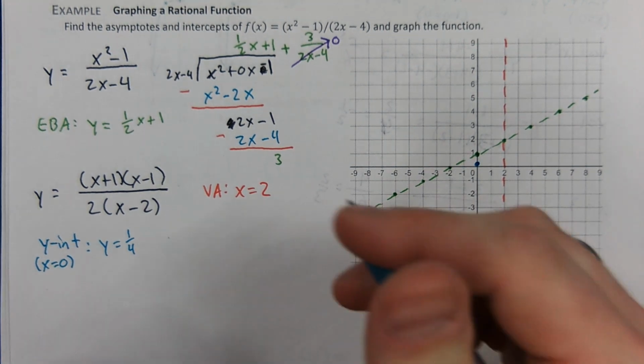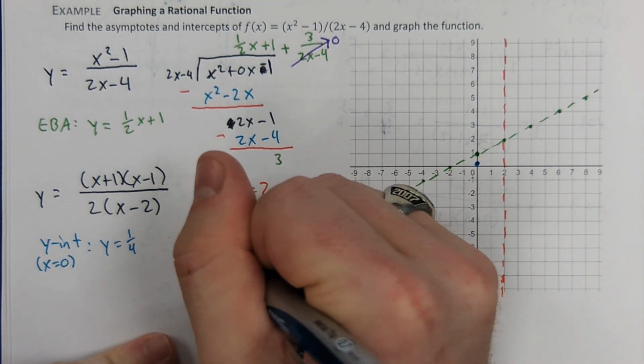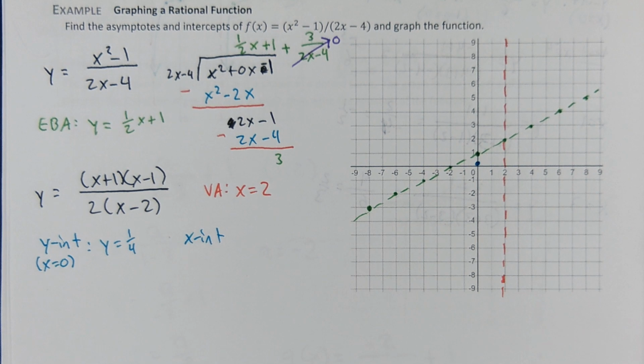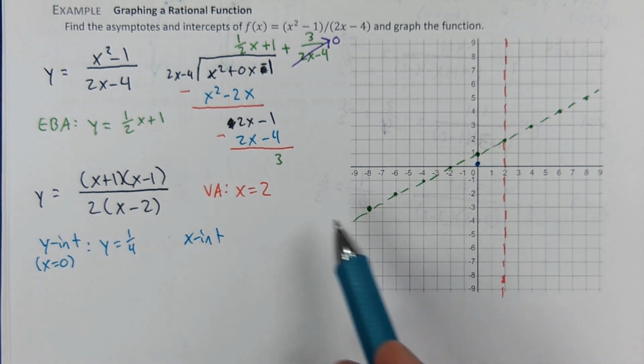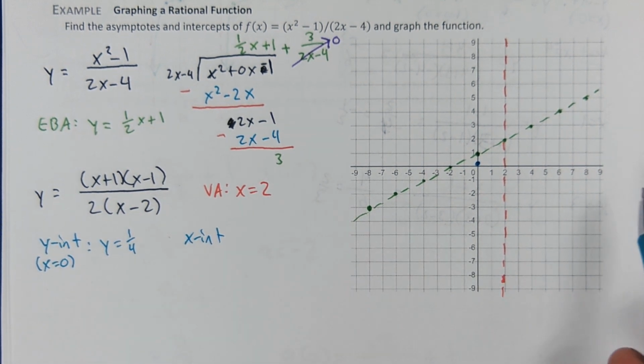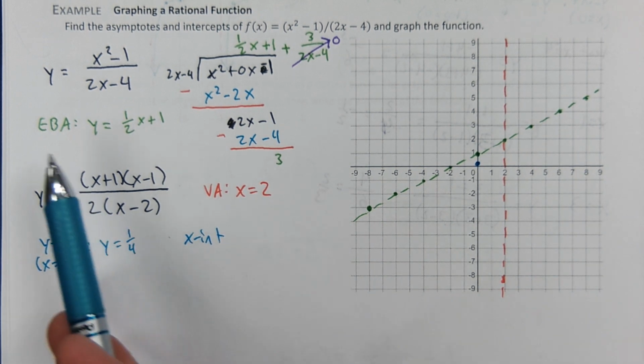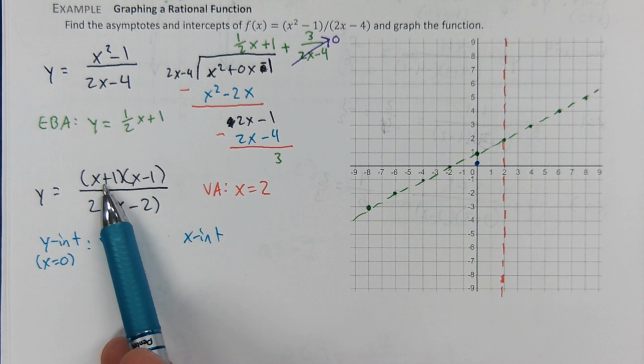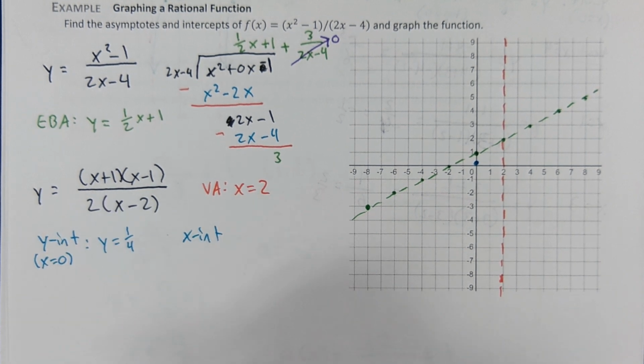X-intercepts. Like the y-intercept, when you're on the x-axis, something equals 0. When you're on the x-axis, y equals 0. But y equals my fraction. So in order to find the x-intercept, you're actually saying, where does the fraction equal 0?